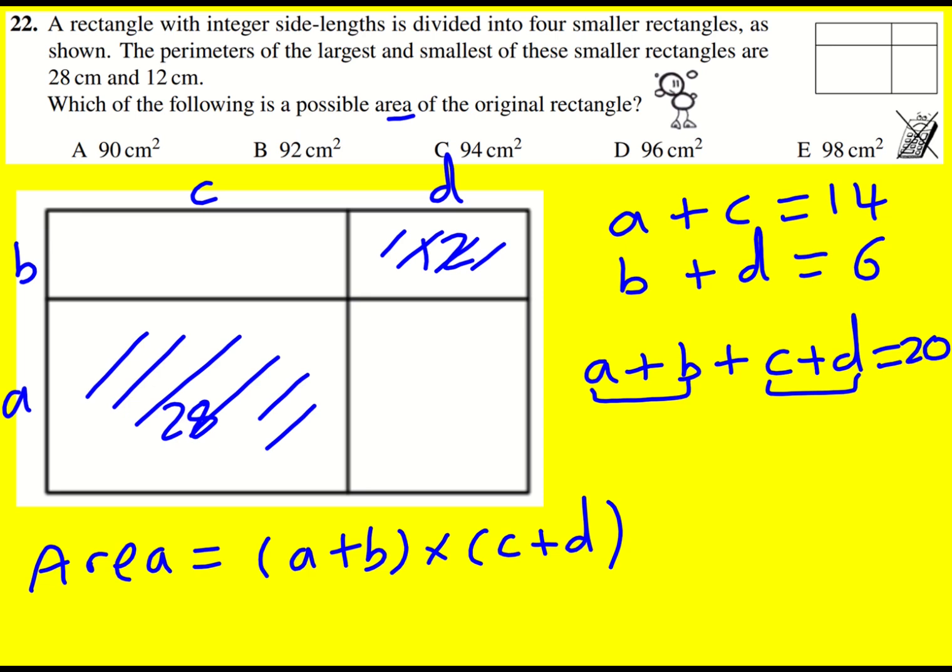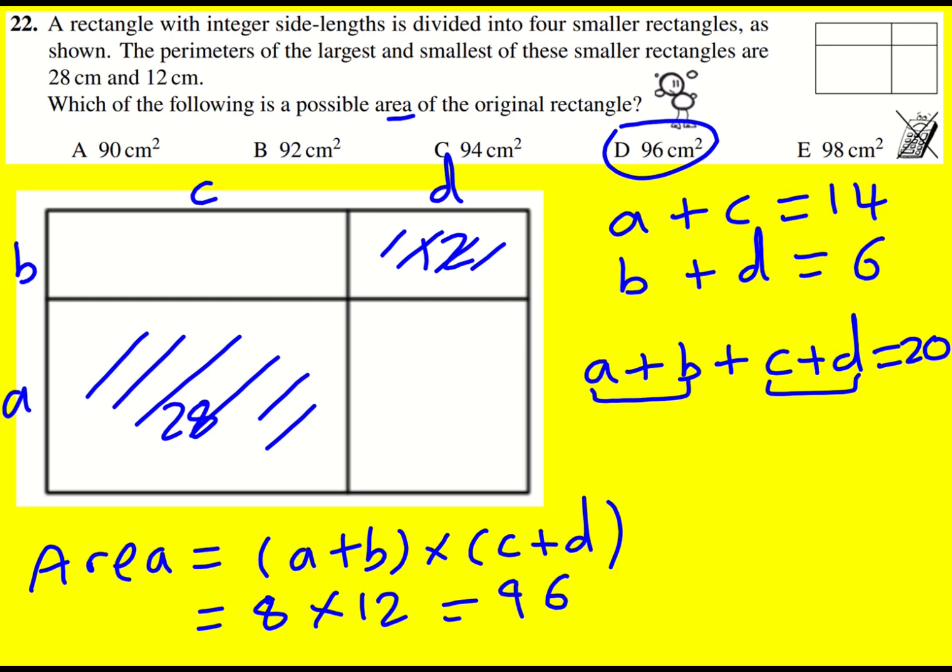And so you could maybe try some of them out. 10 and 10 would give 100. That could work, although it'd be a square, which is an example of a rectangle. 11 and 9, but that's not on the list. So maybe 8 and 12, that adds to give 20 and multiplies to give 96. And that is going to be the answer.